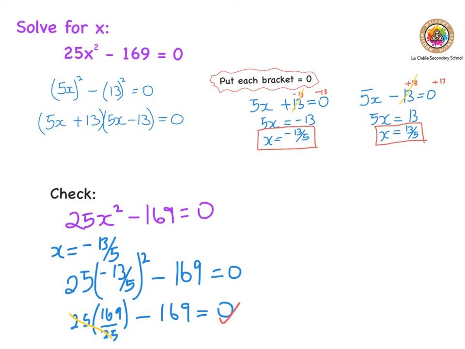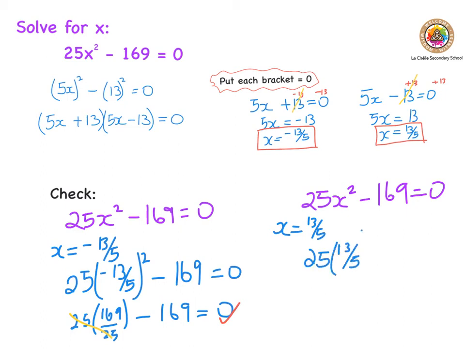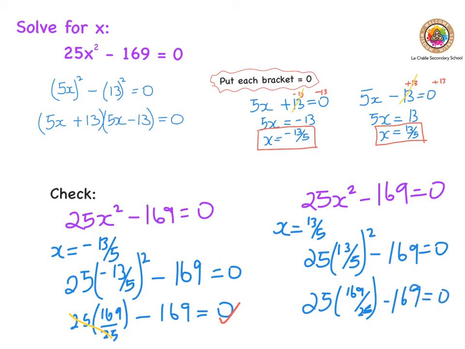So here I'm going to have 25x squared minus 169 equal to 0, and this time I'm going to say x is equal to plus 13/5. So here I'll have 25 times (13/5) squared minus 169 is equal to 0. So 25, 13 squared is 169, 5 squared is 25, minus 169 is equal to 0. And here the 25 and the 25 cancel, and 169 minus 169 is 0. So we know that they're both true. Okay, and so now we're on to our final example.